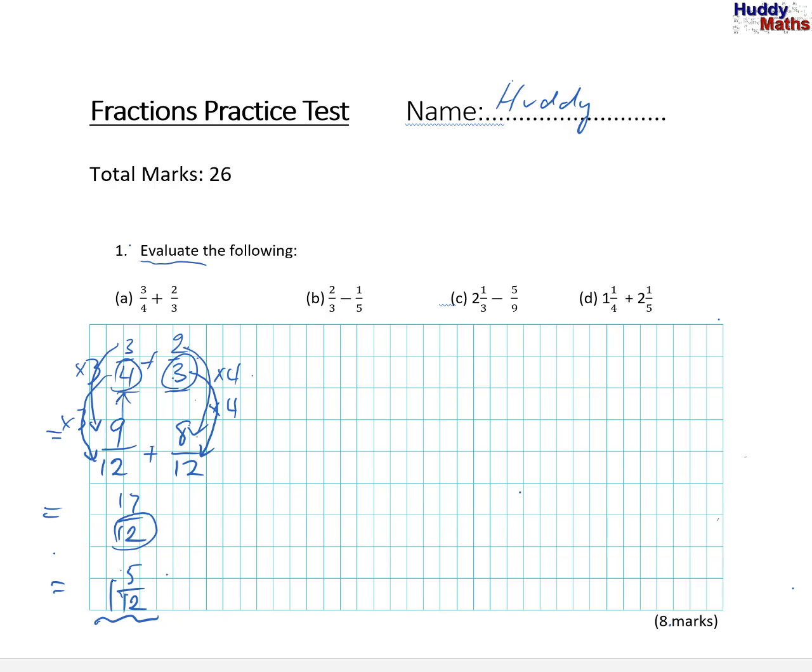Now, let's see what the mark scheme would be for this. Now, there's going to be 1 mark for changing each of them to 12ths and 1 mark for totaling them. This is what you should have down the bottom here, but if you didn't go that far, we won't penalise you this time. Okay, so you've got to get to the line of 17/12 for 2 marks. Now, you don't need to put all of this in if you don't want to. Okay, that's just showing you how to do it.